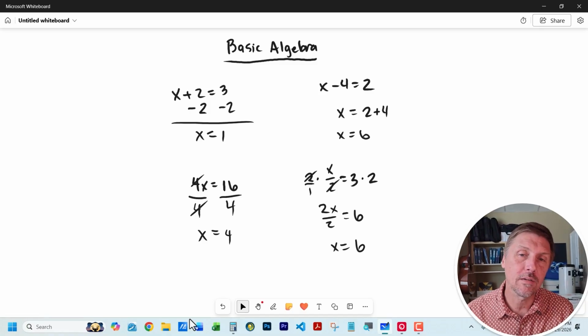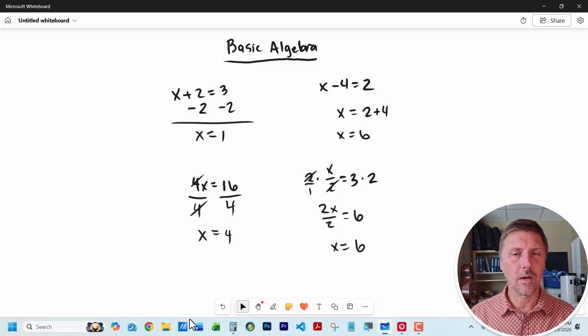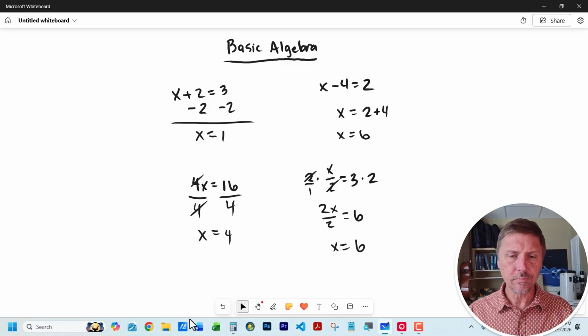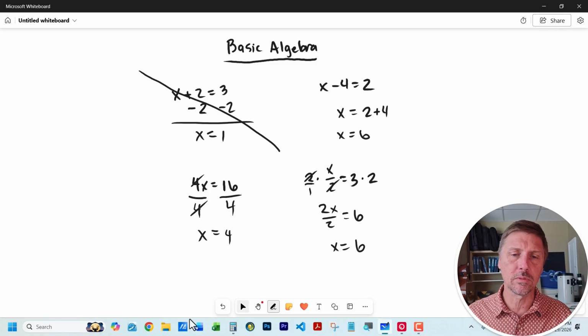Where people tend to get confused, though, lots of students do really well with this. There is one particular version of this that students tend to mess up on more than others.